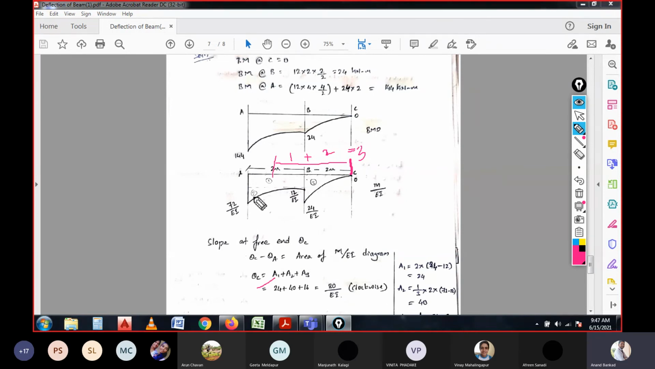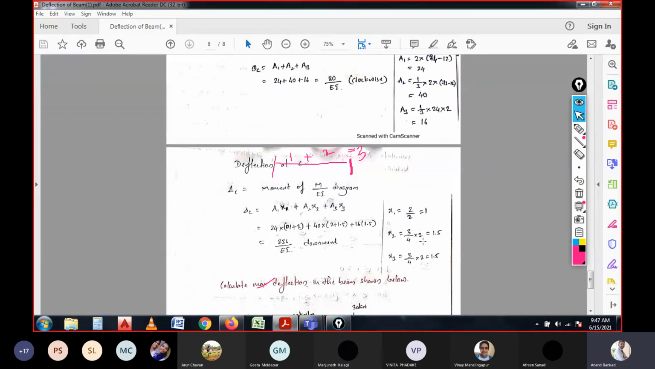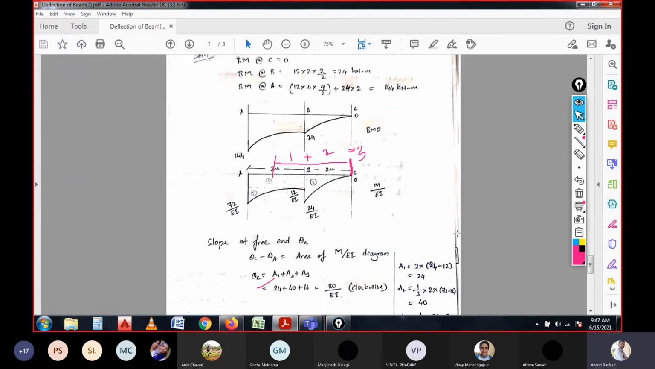Now for this parabolic triangle 2, the CG will be 3/4 of the base, right? Since it is a parabolic shape, 3/4 of the base needs to be considered. That is 3/4 of the base, which is 1.2. Here I will write 3 by 4 of base. Base is 2 meter for this parabolic triangle. So 3/4 of the base plus 1, and this is 2 meter, because we need to have the CG from this.